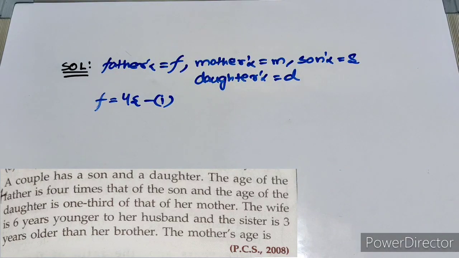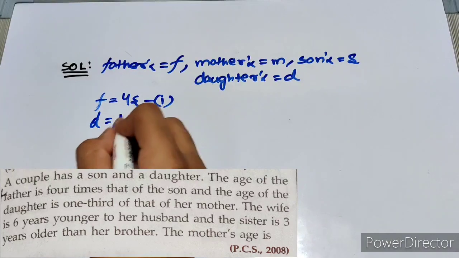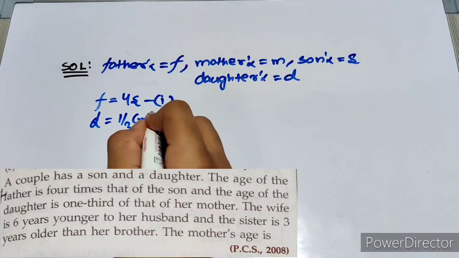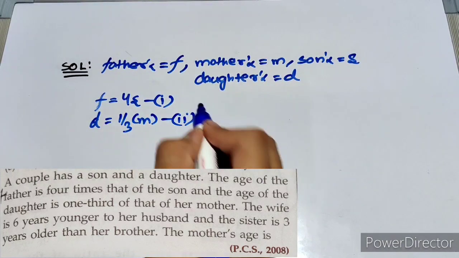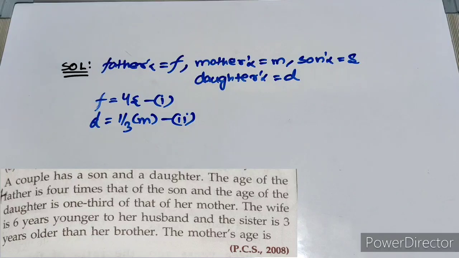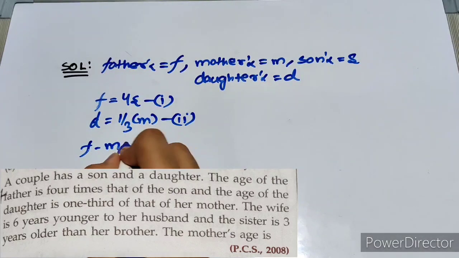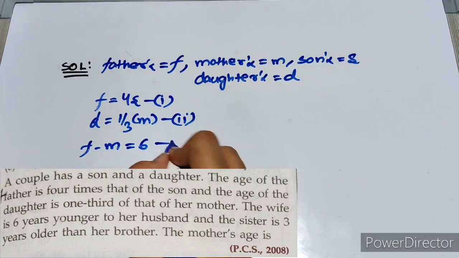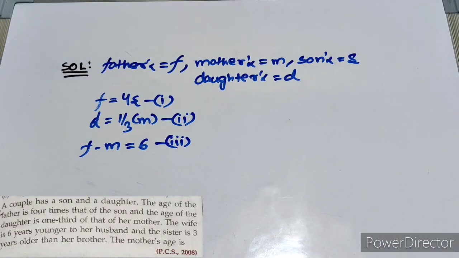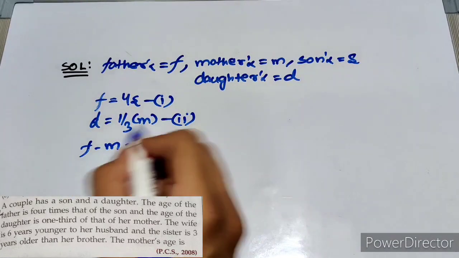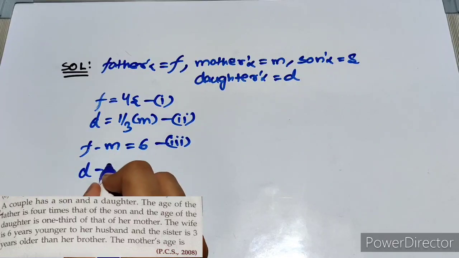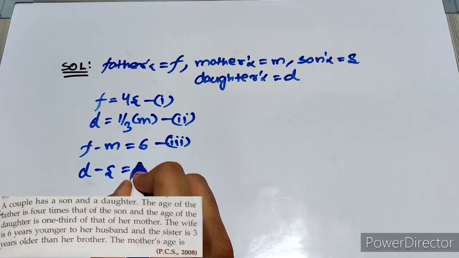Second one is the age of daughter is 1/3 of that of her mother. Age of daughter is equal to 1/3 age of her mother. The wife is 6 years younger to her husband. Like wife is M and husband is F. So F minus M, 6 years younger. So this is our third equation. The fourth equation is the sister is 3 years older than her brother. Sister is D and brother is S. How much older here? 3 years.